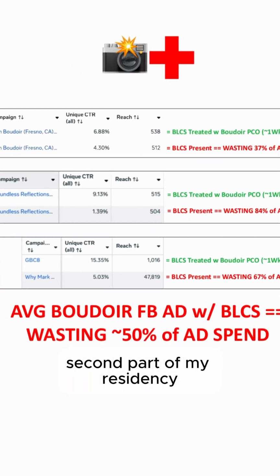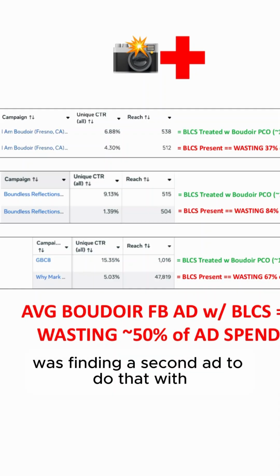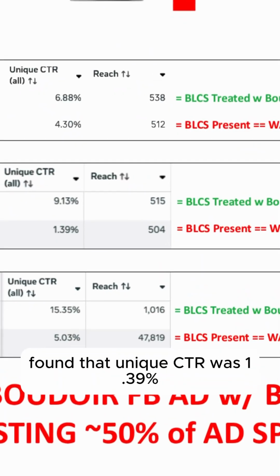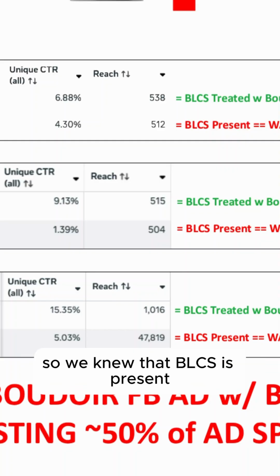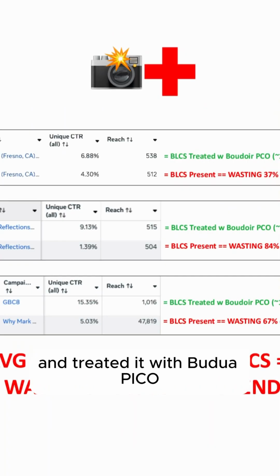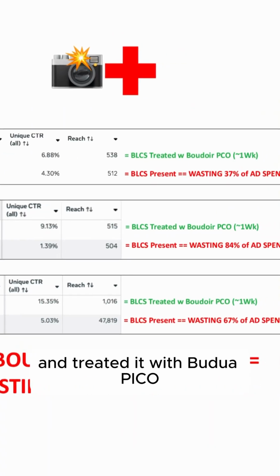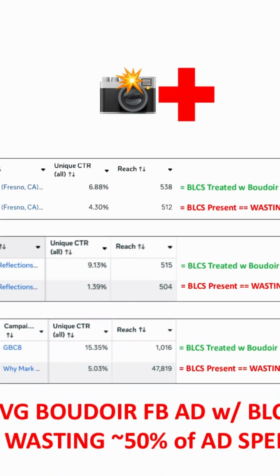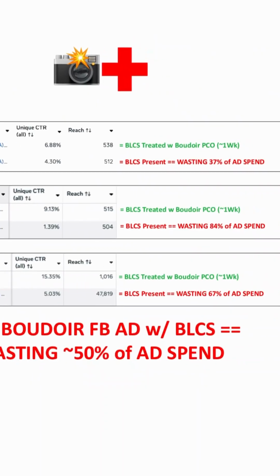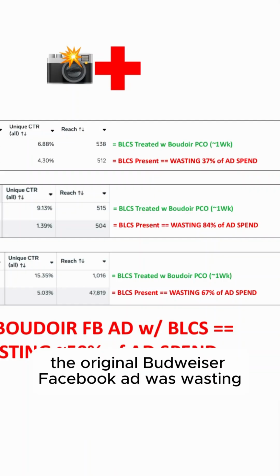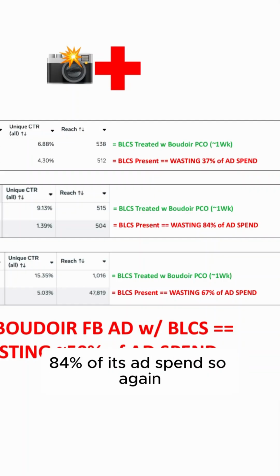The second part of my residency was finding a second ad to do that with. So I found another one out there, brought it to the hospital, tested it, found its unique CTR was 1.39%. So we knew that BLCS is present. So we duplicated that and treated it with Boudoir Pico, got the unique CTR up to 9.13%. Insanely good. And so we found out that the original Boudoir Facebook ad was wasting 84% of its ad spend.